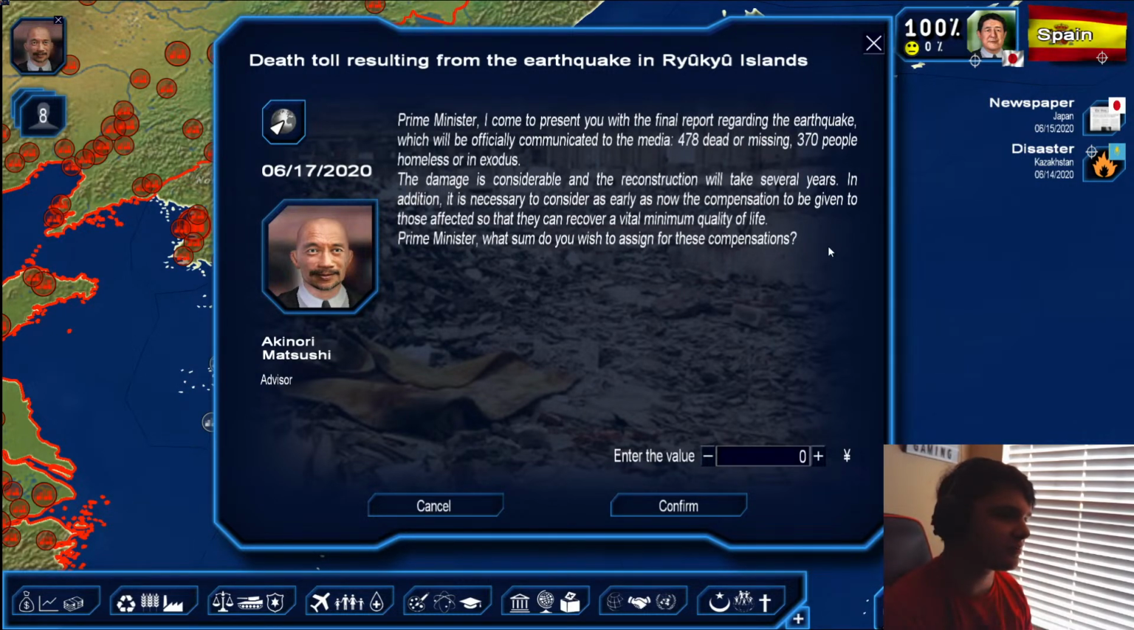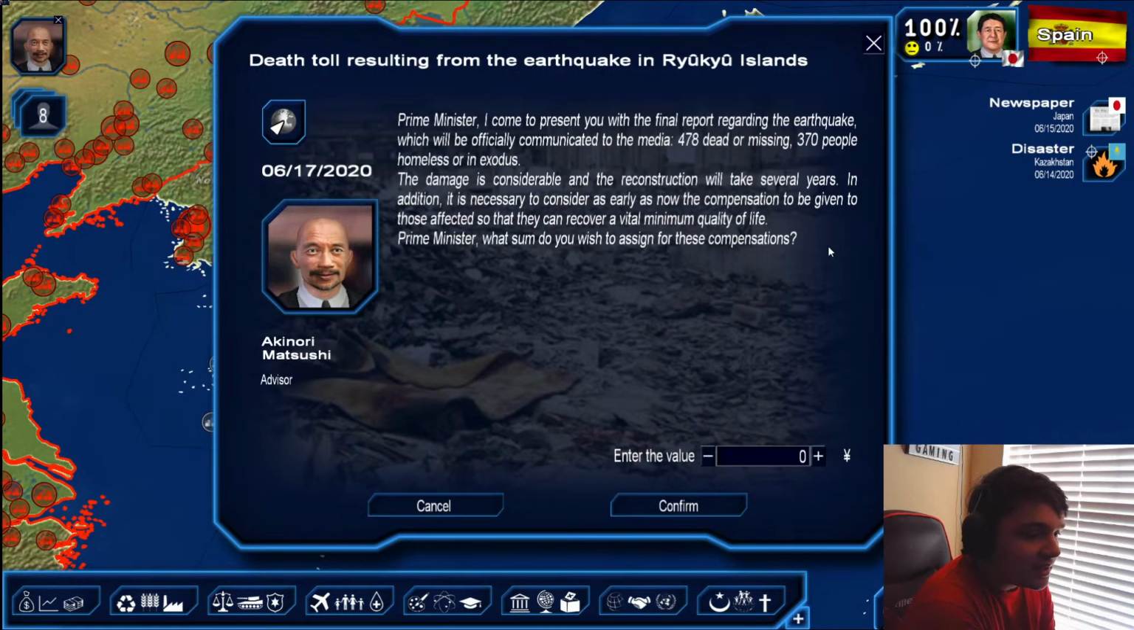I come to present you with the final report regarding the earthquake, which will be officially communicated to the media. 478 dead and 370 people homeless or in exodus. The damage is considerable, and reconstruction will take several years. In addition, it is necessary to consider as early as now the compensation to be given to those affected, so they can recover a vital minimum quality of life. What do you wish to assign for these compensations? So we're doing this in yen, so we're going to think about it real quick. I know the cost is going to be over $1 billion.